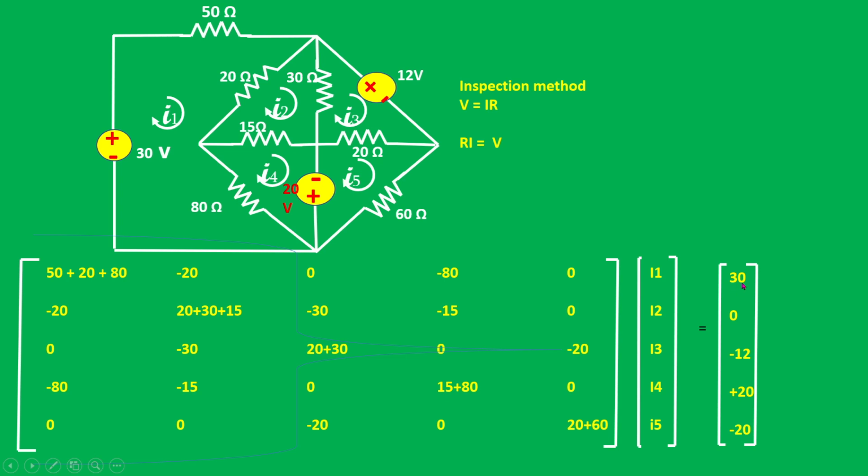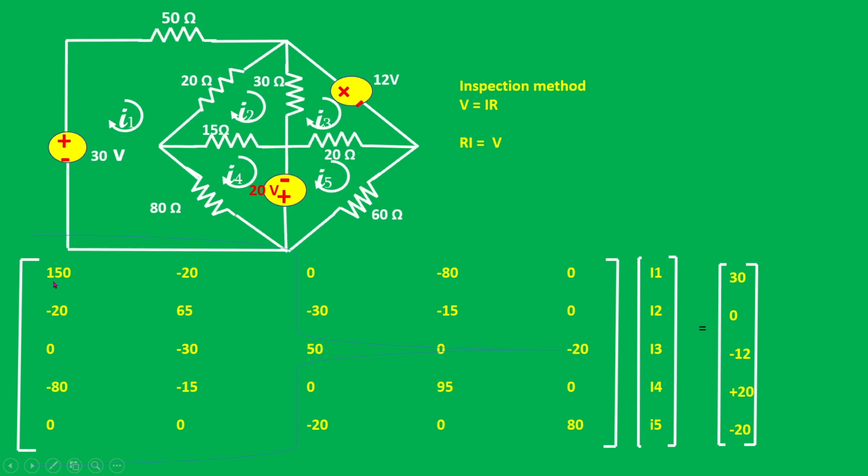For this, here we can write this as, for the first loop, it is going from here to here, so it is plus 30. Then in the second loop, no voltage source is available, so it is 0. Then for the third one, it is going in this direction, so it is minus 12. And for the fourth loop, it is going from here to here, so plus to minus, so it is plus 20 volts. And for the fifth loop, it is flowing in this direction, that is plus to minus, so it is minus 20.